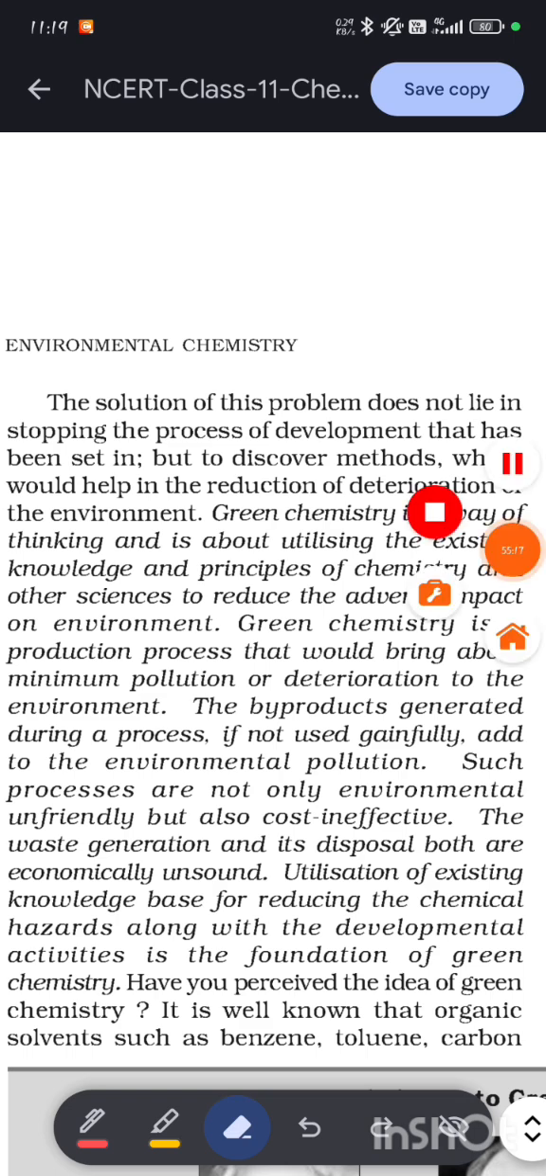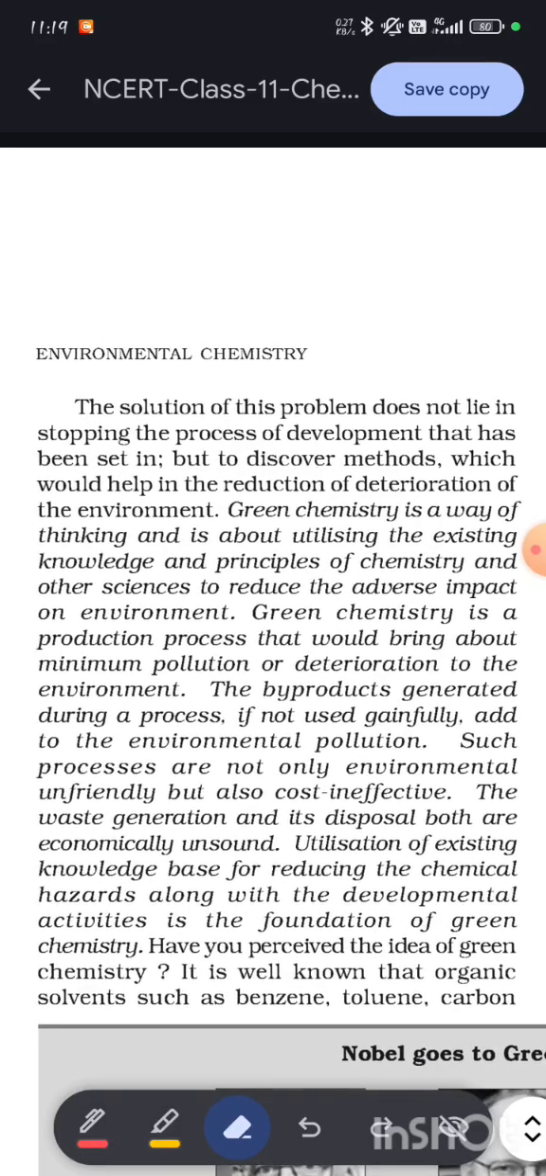The byproducts generated during a process, if not used gainfully, add to environmental pollution. Such processes are not only environmentally unfriendly but also cost ineffective. The waste generation and its disposal both are economically unsound. Utilization of the existing knowledge base for reducing chemical hazards along with developmental activities is the foundation of green chemistry. Have you perceived the idea of green chemistry?